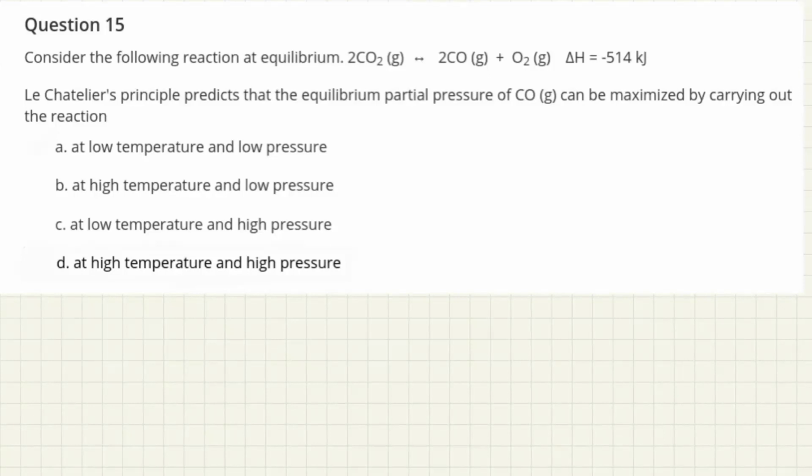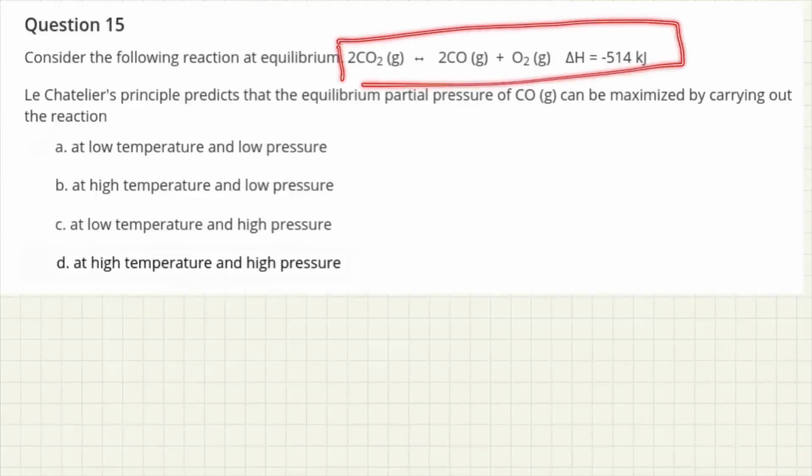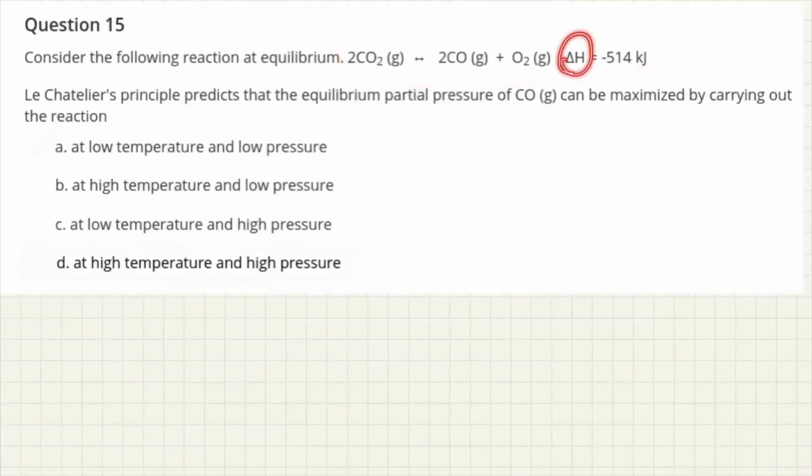Consider the following reaction at equilibrium. So we have our equilibrium reaction, and the enthalpy is a negative number, which means it's exothermic, right? Exothermic. Okay. So, Le Chatelier's principle predicts that the equilibrium partial pressure of carbon monoxide can be maximized by doing what? Okay, so we want to maximize the carbon monoxide.